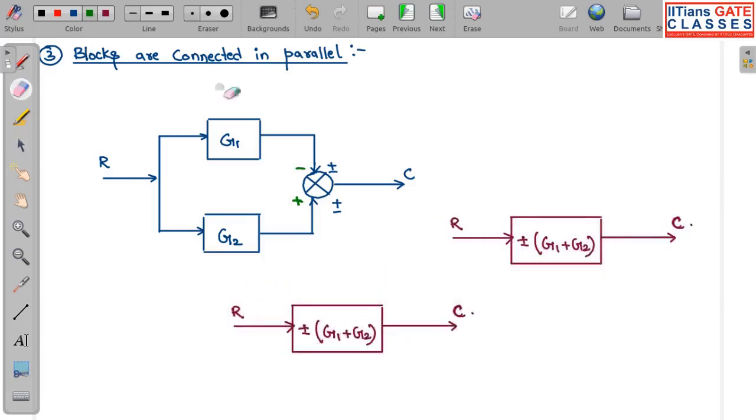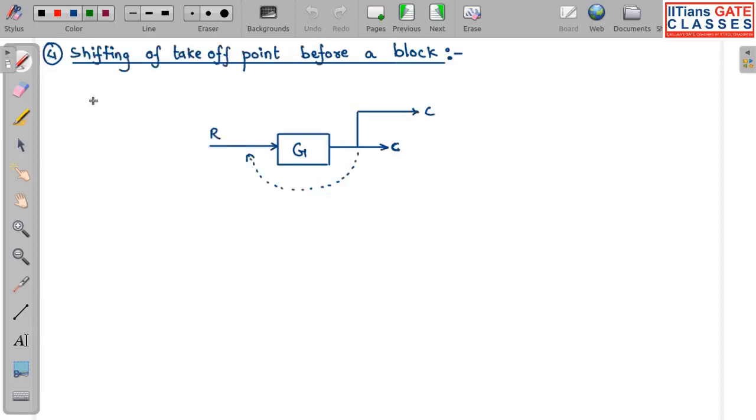Simply, you can see that this block is minus, this is plus. So this will be G2 minus G1. Okay, simple algebraic addition or subtraction. Now next is very important.